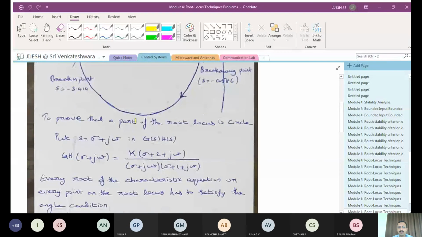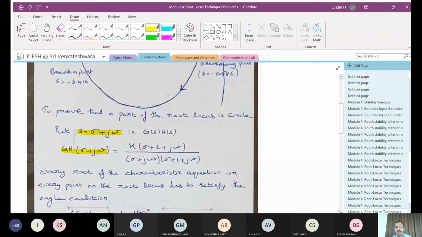To prove that the part of the root locus is a circle, as stated in the question, you need to put S equal to sigma plus j omega in G of S, H of S. So wherever S is there, you have to substitute sigma plus j omega. So you end up with this expression.